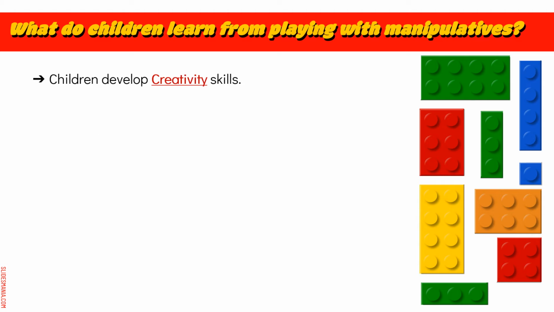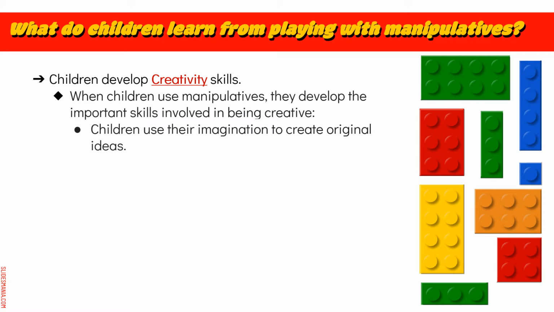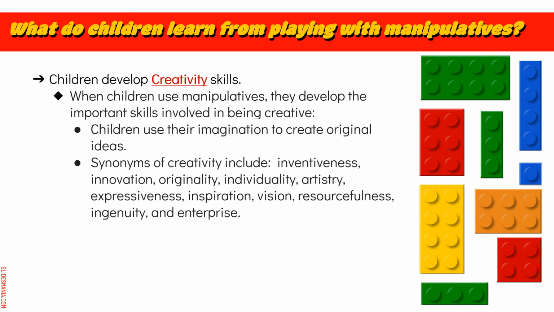After social and emotional, we're going to look at some creativity skills. So when children use manipulatives, they develop important skills involved in being creative. Children use their imagination to create original ideas using the materials at hand. Creativity, I think we know what it is, but I found some synonyms that also describe creativity, including inventiveness, innovation, originality, individuality, artistry, expressiveness, inspiration, vision, resourcefulness, ingenuity, and enterprise.